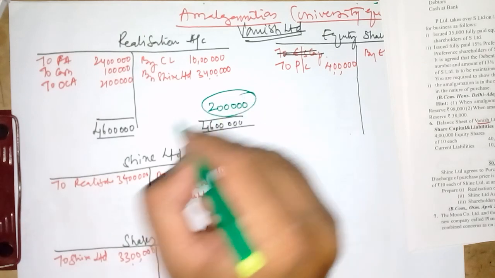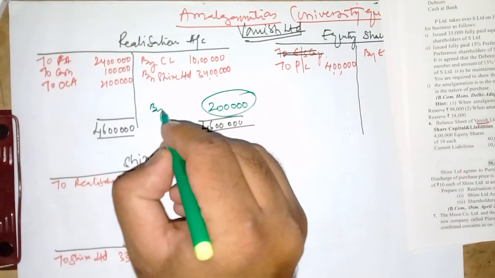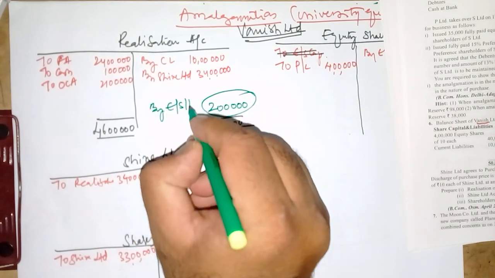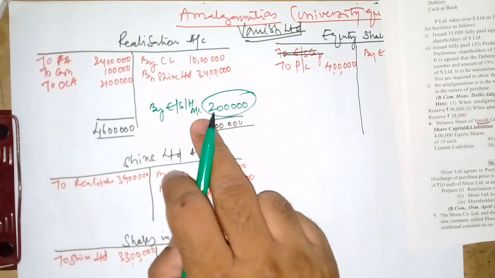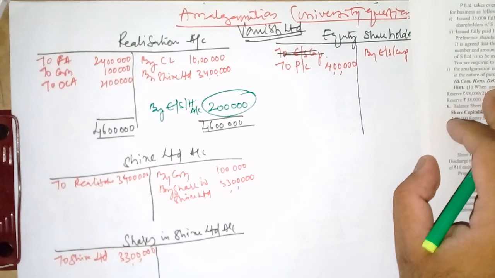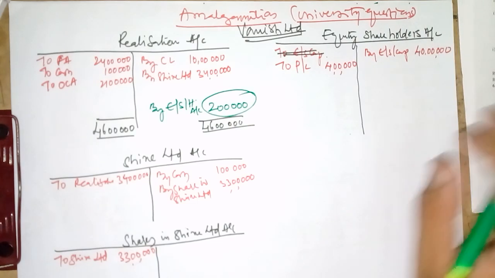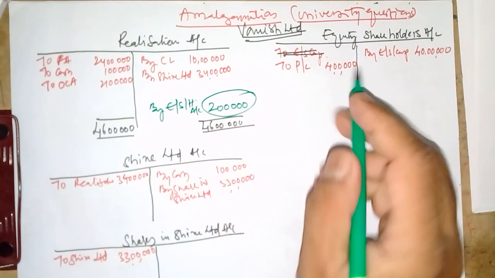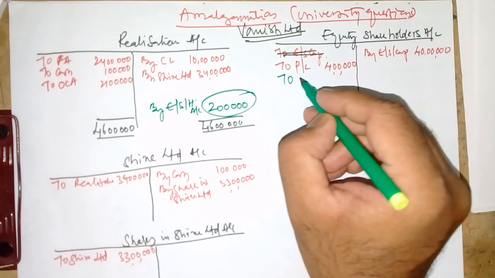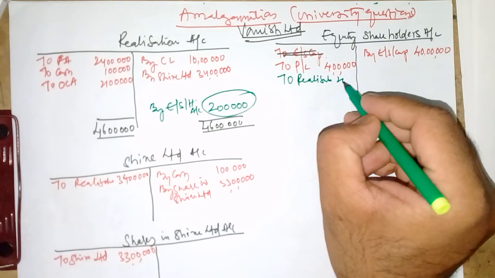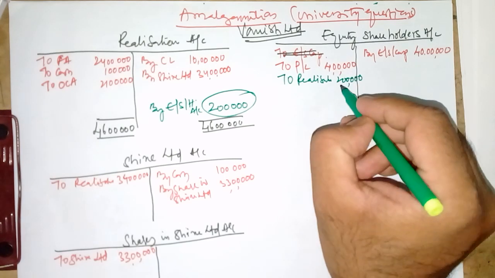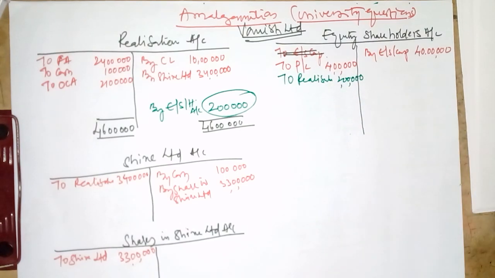So this balancing figure is to be written by equity shareholders account. This realization loss is transferred to which account? Equity shareholders account. In equity shareholders account, what we write here is credited. In equity shareholders, it will be debited to realization. How much? 2 lakhs. So this is the balancing figure of realization account.